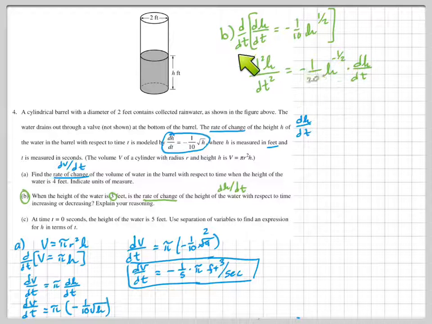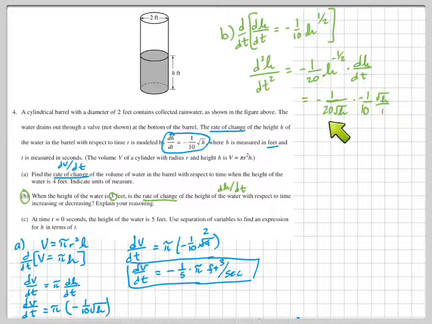But then, remember, we're taking the derivative with respect to t, not with respect to h. So that means we're going to have to use the chain rule and multiply this by dH/dt. And since we know what dH/dt is, we're going to need to plug that in. So now I have negative 1 over 20 square root of h. That's because this is a negative 1/2, and so I just dropped the 1/2 down, multiplying with the 10 to get 20, and a 1/2 power is a square root, so there you go.